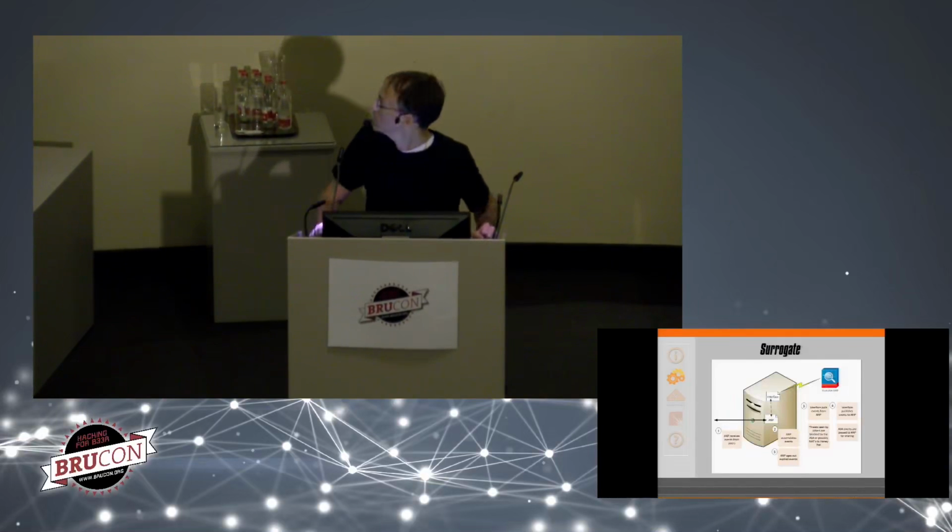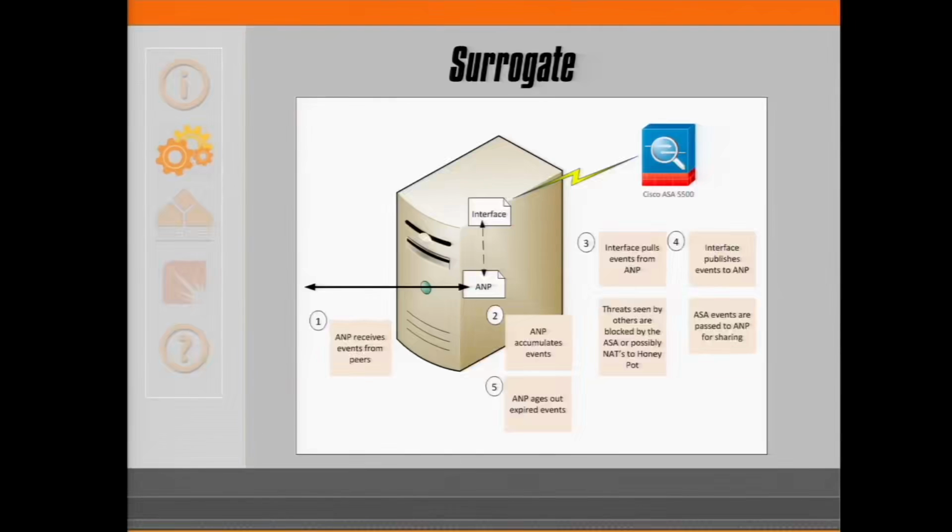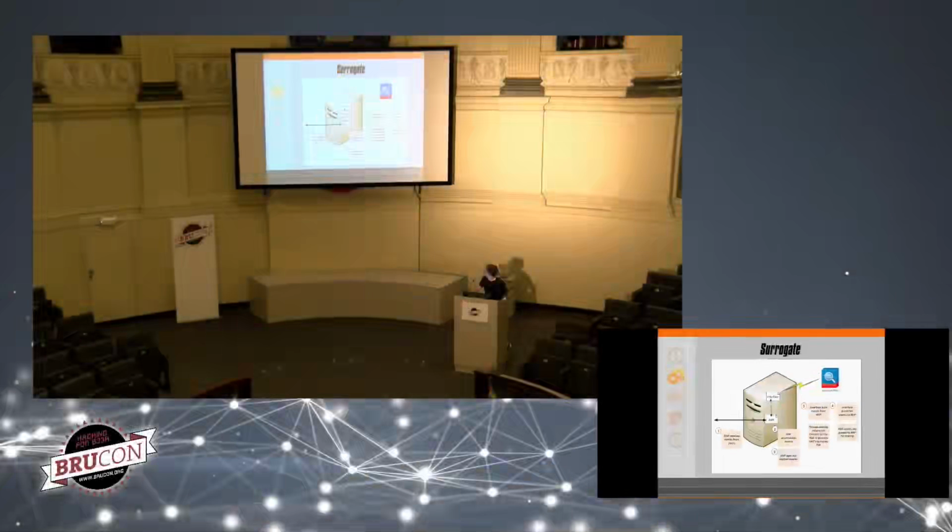Okay. Same scenario again with the surrogate interface. So in this case, the interface is pulling events from ANP, so the threats seen by others are then blocked by the ASA or possibly added to a honeypot, and then the interface is publishing events to ANP. So the ASA events are passed on to ANP for sharing.